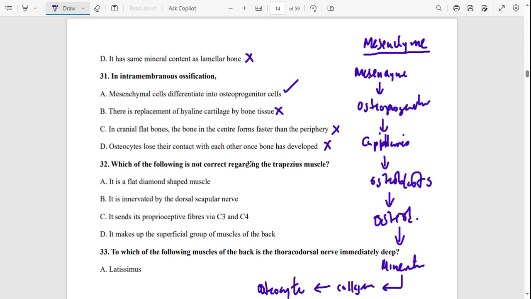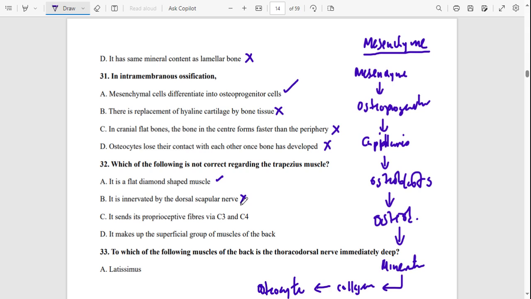Question 2. Which of the following is not correct regarding the trapezius muscle? It is a flat diamond shaped muscle. Okay, we know that the trapezius is, yes, diamond shaped. So let me put a tick there. It is innervated by the dorsal scapular nerve. Is that true? Now, the trapezius muscle is not innervated by the dorsal scapular.